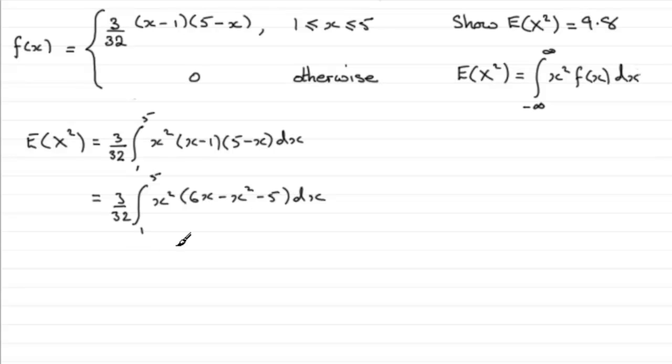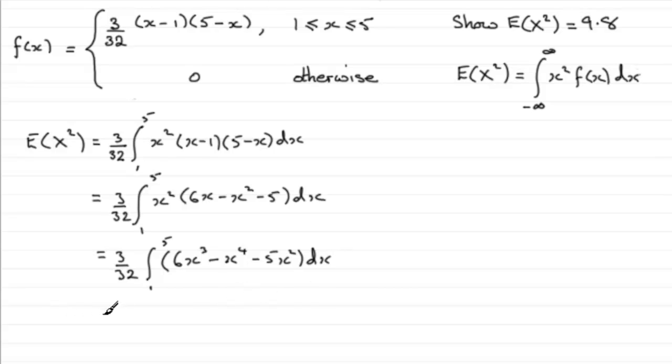Next I'd want to expand that bracket totally out now. So it's 3/32, the integral from 1 to 5 of 6x³, and then minus x⁴, and then minus 5x². There's several terms here, so do make sure we still keep it in brackets, and that's integrated with respect to x.